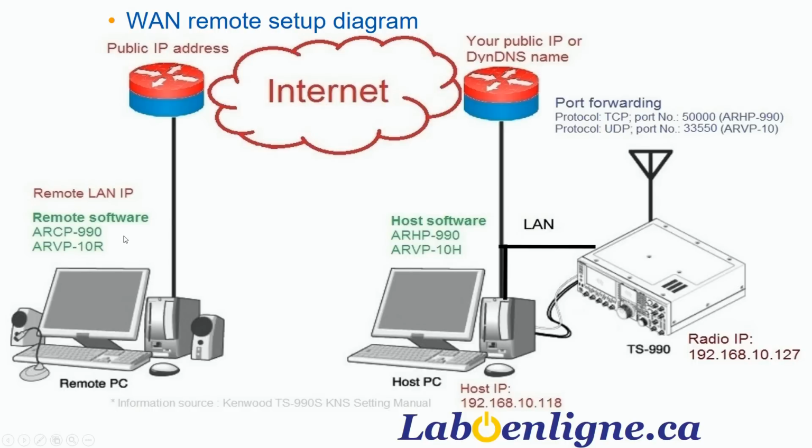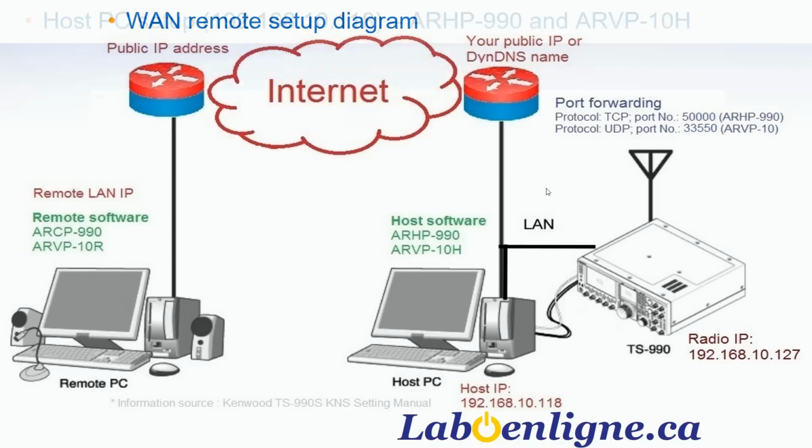Now the WAN setup. Here the only difference you'll see is you cannot use the integrated VoIP in the ARCP-990 and ARHP-990, which only work in the LAN like I just showed you. So you will need to unclick it to use it in the WAN. The WAN, it's outside your network. So you need to have the ARVP VoIP software, on the remote end and on the host version. You also need in your firewall to do some port forwarding. Sometimes this is called virtual server as well.